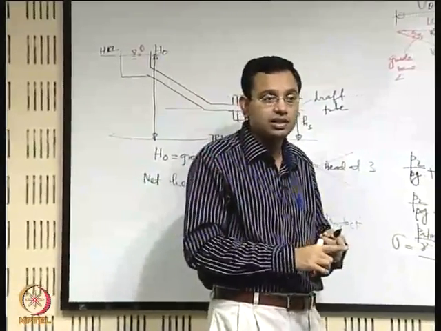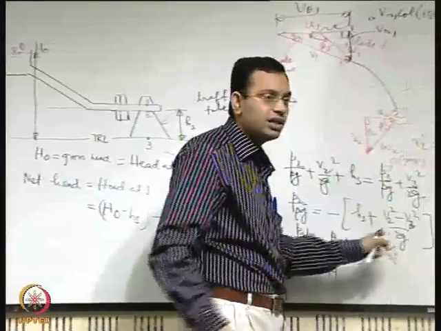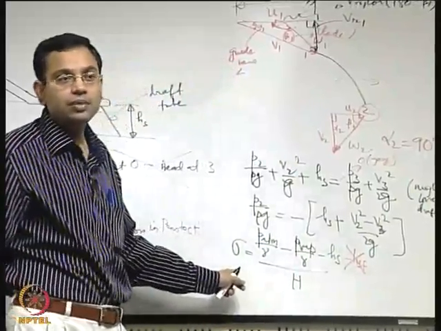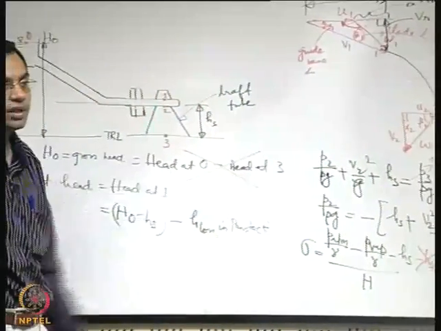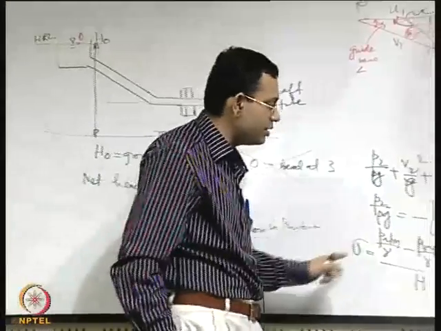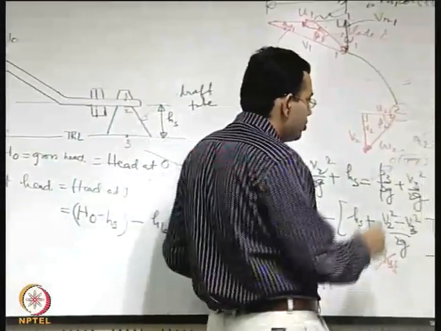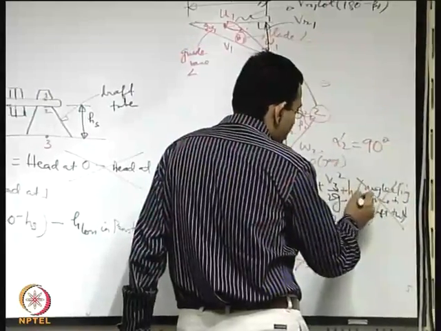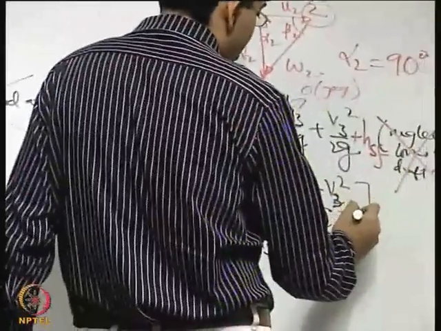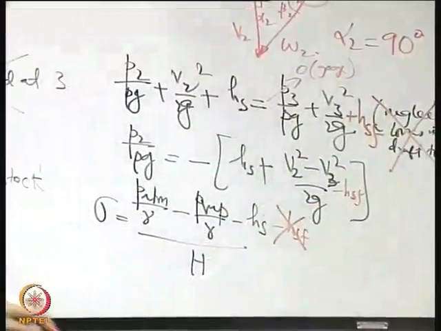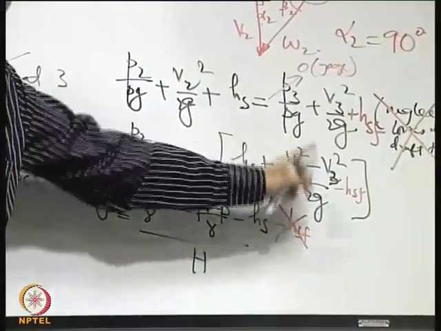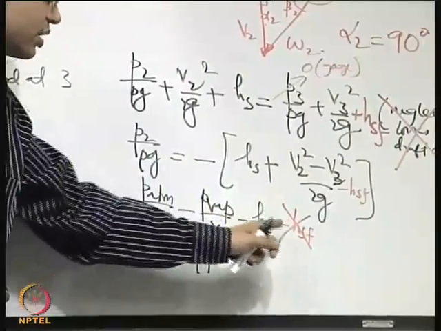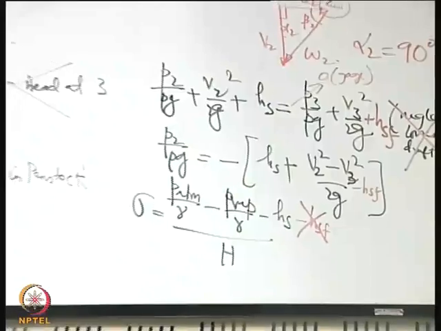So, it is not in the system, and therefore, the head loss within the draft tube is not considered for defining the cavitation parameter for the turbine. That is the big difference between the turbine cavitation parameter definition and the pump cavitation parameter definition. But we have to keep in mind that if you want to write this equation realistically, yes, there is some head loss. So, you have a Hsf, and accordingly here you have a minus Hsf. So, the head loss is very much there, but that head loss is not considered while defining the cavitation parameter.